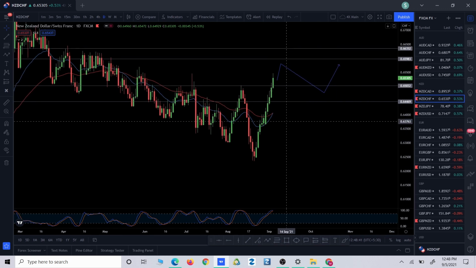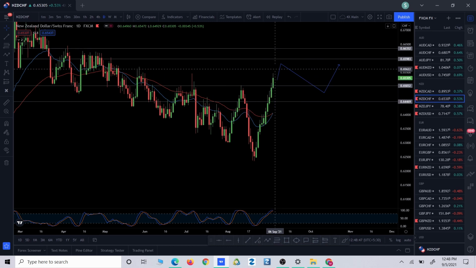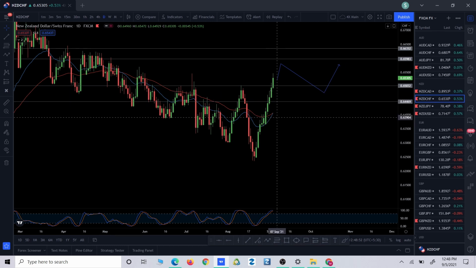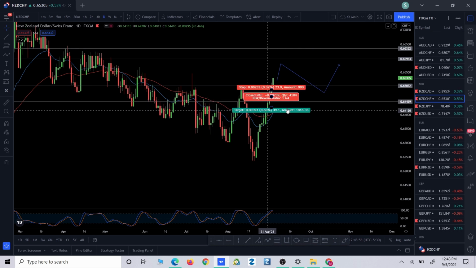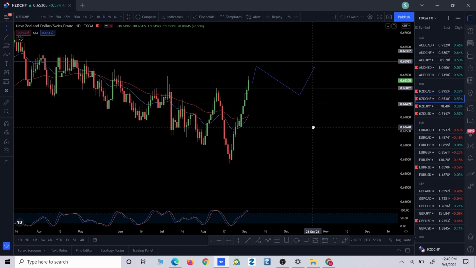Also, we can see the 20 EMA is quite close to the 50 EMA, and by the time price moves higher and pulls back into the broken zone, we might expect the moving averages to catch up with the price and act as a support to take the price higher.